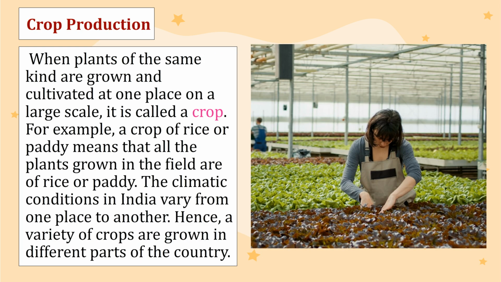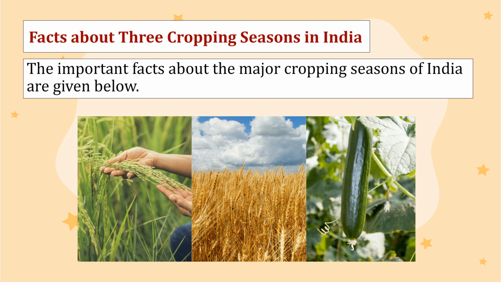Crop production. When plants of the same kind are grown and cultivated at one place on a large scale, it is called a crop. For example, a crop of rice or paddy means that all the plants grown in the field are of rice or paddy. The climatic conditions in India vary from one place to another. Hence, a variety of crops are grown in different parts of the country.